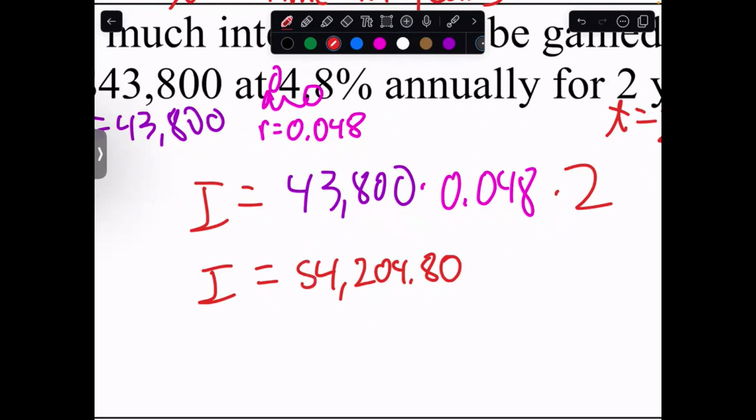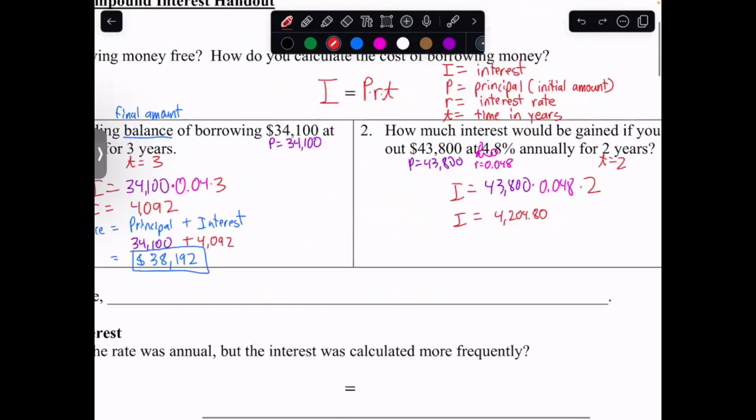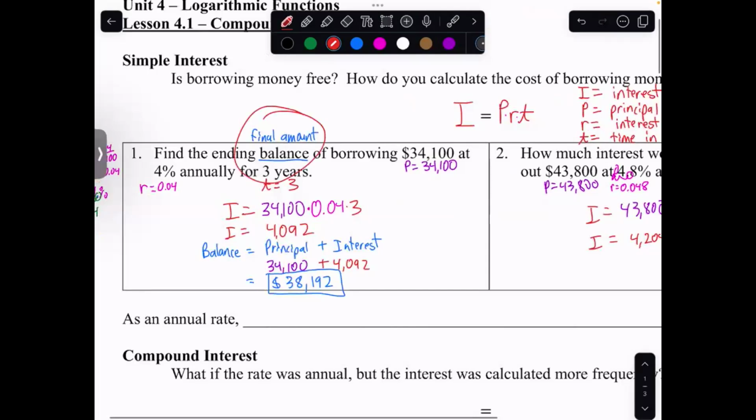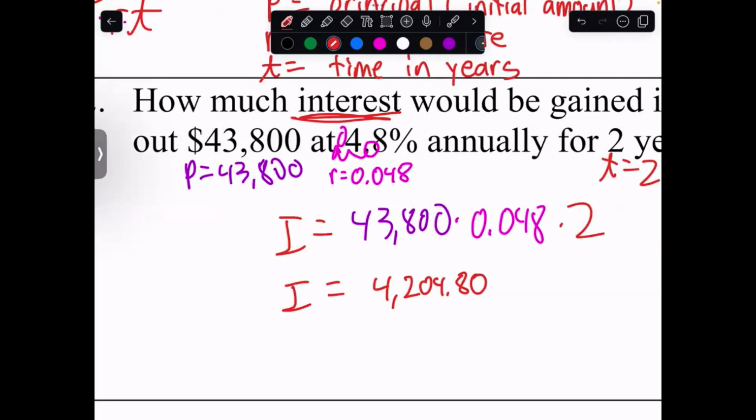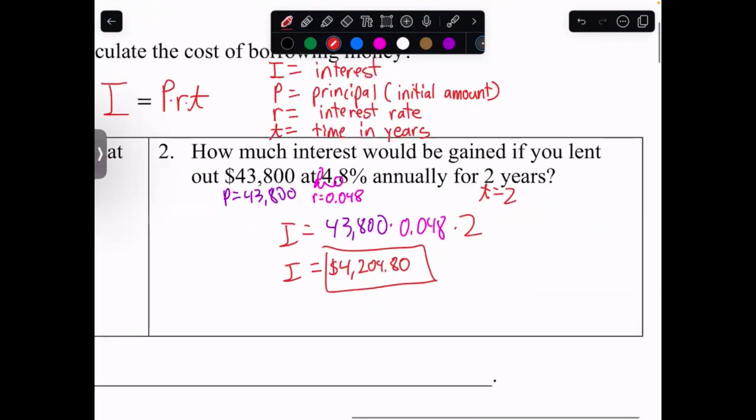Okay, and now in the first problem, we added this to the original number because that question asked for the balance. But this question is simply asking for the interest. Okay, so we already have I, the interest. So this is our final answer already. It would be incorrect if you added it to the 43,800 because that would give you the balance, which is not what was asked for.